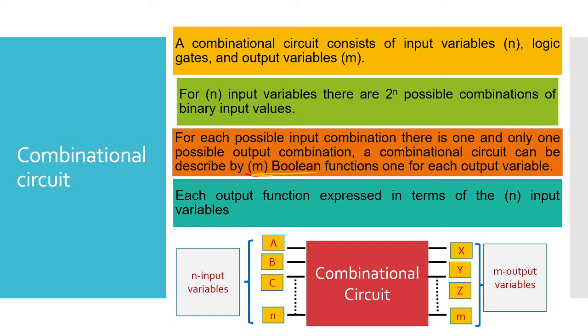Okay, so if I say the m variables are x, y, z, then for x you will generate one function, and this function x will be dependent on A, B, C up to n variables. Similarly you will obtain the y function, which again will be dependent on A, B, C up to n variables, and so on. So in this way you will find m Boolean functions.